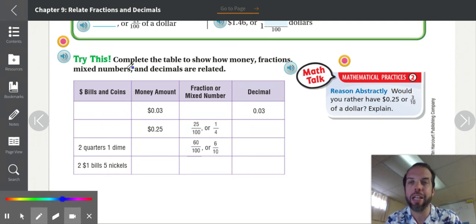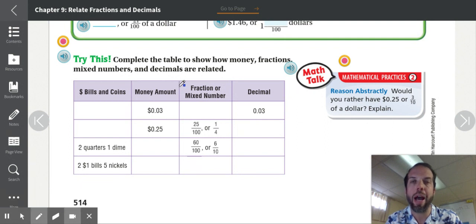All right. So it says complete the table to show how money, fractions, mixed numbers, and decimals are all related. So I see there's four categories here. There's bills and coins, and bills are the dollars, the paper money. Coins would be the type of metal money that we use. The money amount, the fraction or the mixed number, and then the decimal.